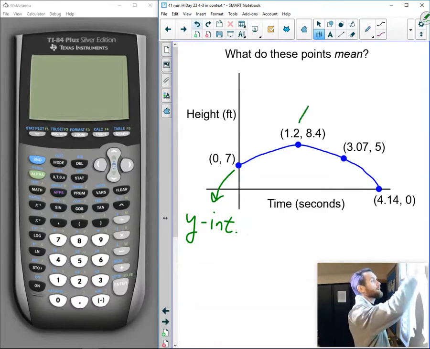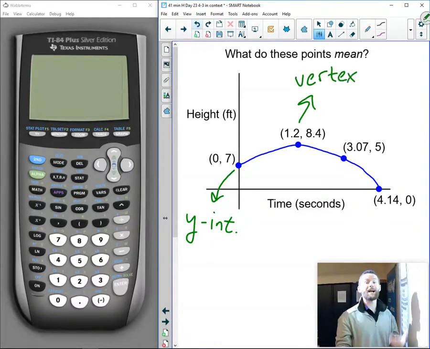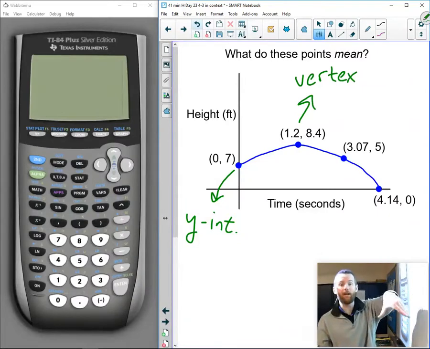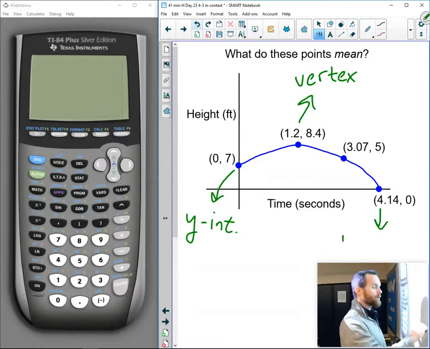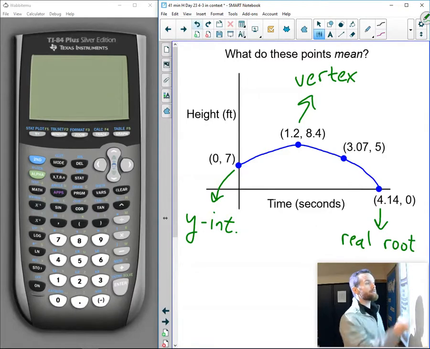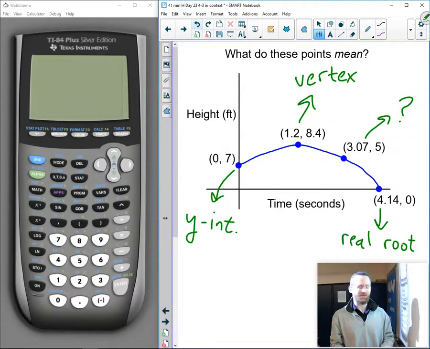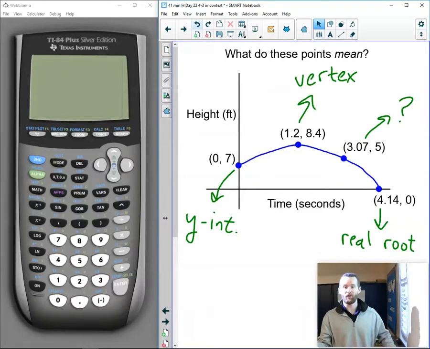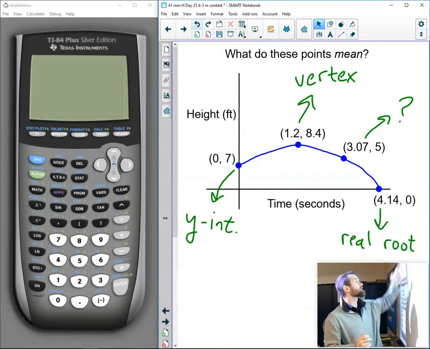Then this point right here is the vertex. That's the maximum value here. Since it's concave down, the vertex is the maximum value. And then this point right here is the real root, the zero, the x-intercept. And this point right here, we don't really have a special name for it. It's just another point on the parabola or on this projectile motion problem. So that's what we're going to be doing today, applying, okay, what does x mean? What does y mean in this context? And applying our Algebra 2 vocab to these problems.